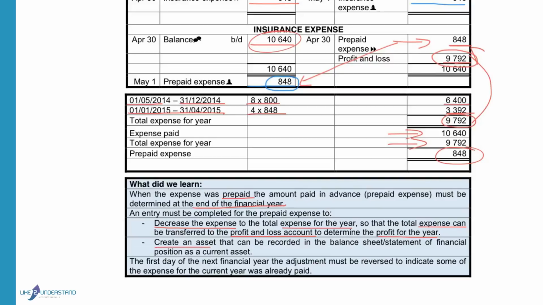This asset will be recorded in the balance sheet as a current asset to show that we've now already paid expense that was only supposed to be paid in the next financial year. On the first day of the next financial year, we will reverse that original entry and we will debit the expense account and we will credit prepaid expenses.